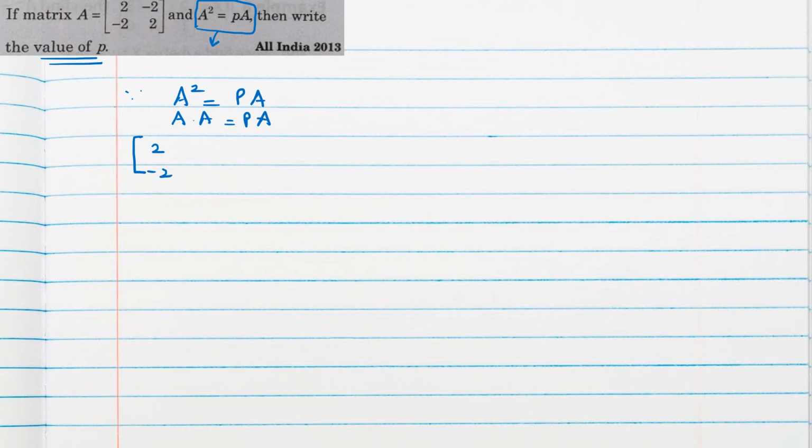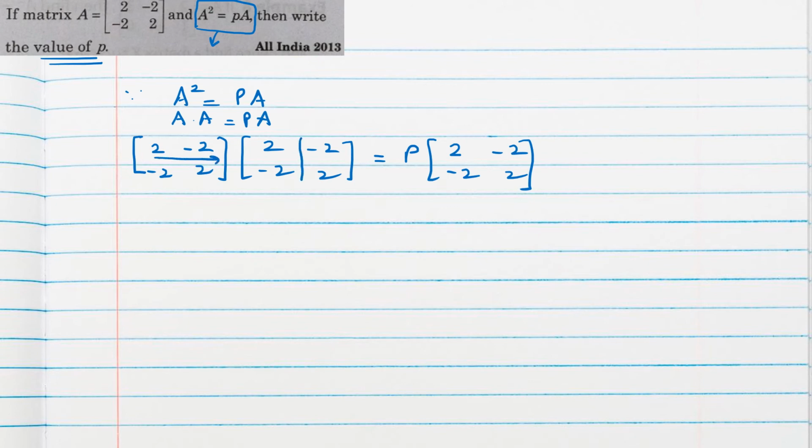So the matrix with entries 2, minus 2, minus 2, 2 times itself is equal to P times A. Now we'll multiply these two matrices. Anyway, it is 2 by 2 times 2 by 2, so the final matrix will also be in 2 by 2 form. So first row, first column: 2 twos are 4 plus minus 2 into minus 2, which is 4.